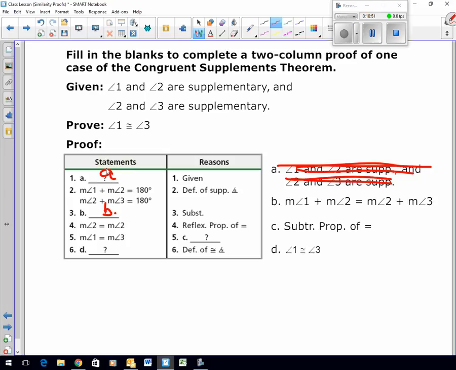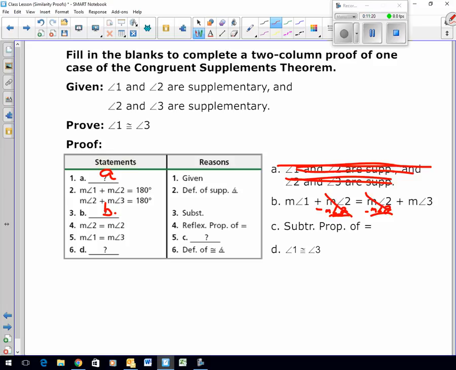Okay? Through the reflexive property, you can just follow this proof along. Through the reflexive property, angle 2 is equal to itself. What would make angle 1 equal to angle 3? That would be what we call the subtraction property. Okay? How'd you get there, Mr. Hobbs? I subtracted the measure of angle 2 from both sides of this equation.